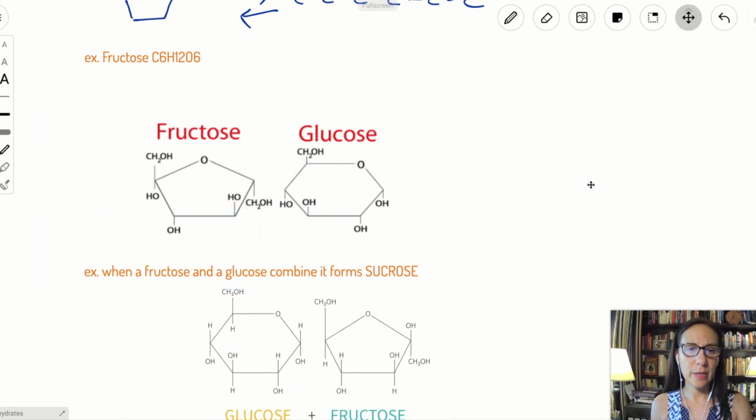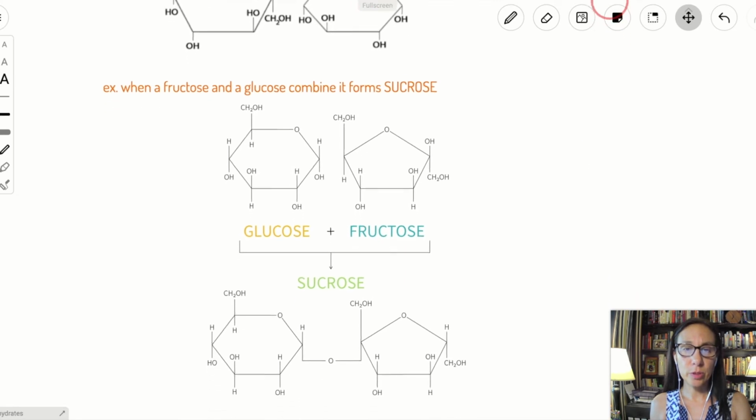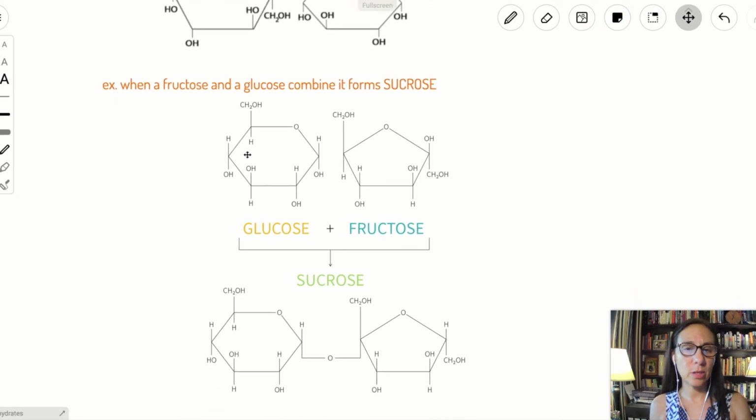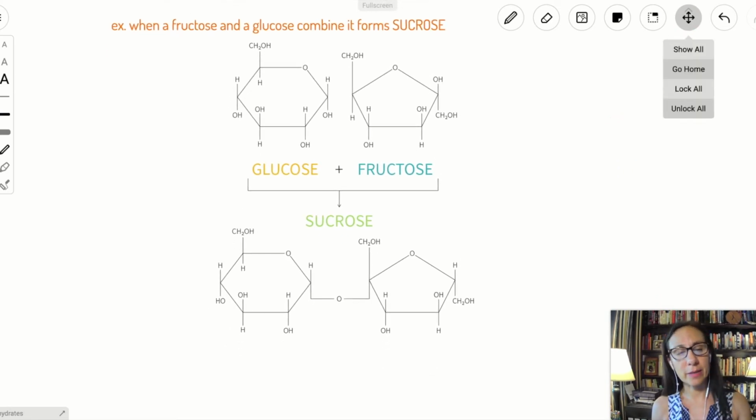So here we have the glucose molecule, which is a 6-carbon ring, with the fructose molecule, which is a 6-carbon ring. And they come together through a dehydration reaction, and they make this sucrose molecule, which is the sugar that you have every day in your coffee in the morning.